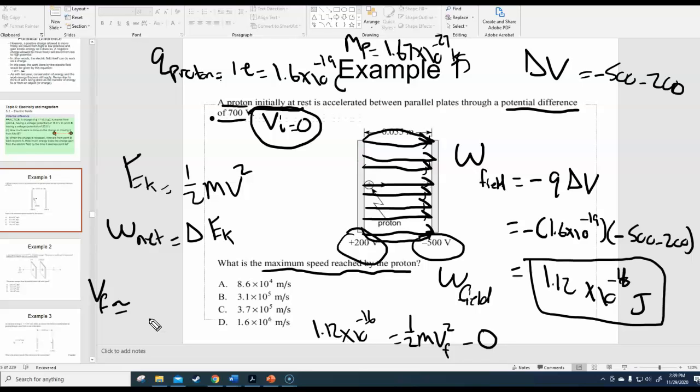I'm just typing it into my calculator right now. Let's say I'm going to divide by the mass, and then I'm going to do the square root. And I get a number that rounds to 3.7 times 10 to the 5 meters per second. So the answer there was C. Okay, so pause there if you need to look at that some more. I would say this type of calculation is a relatively generic type of electric potential problem, you should easily be able to do this type of problem.